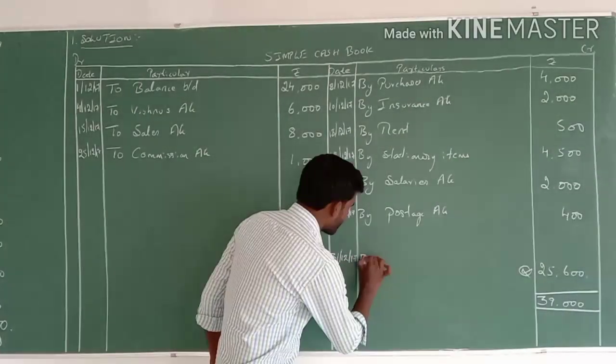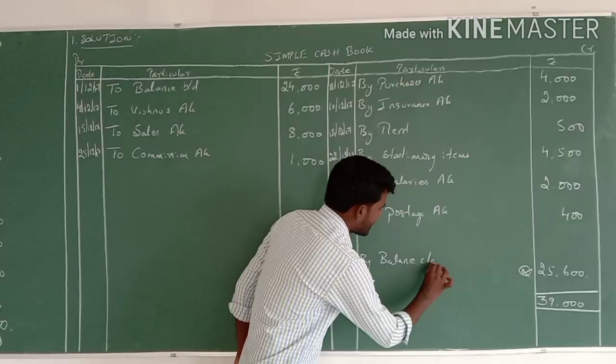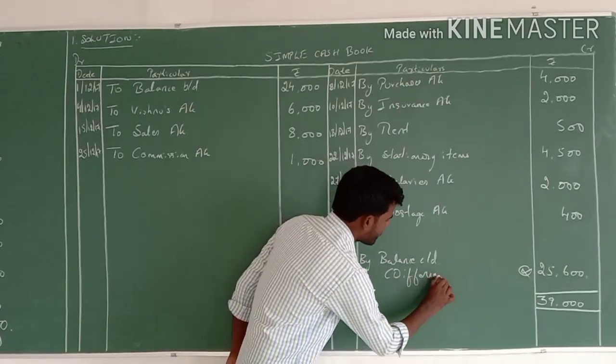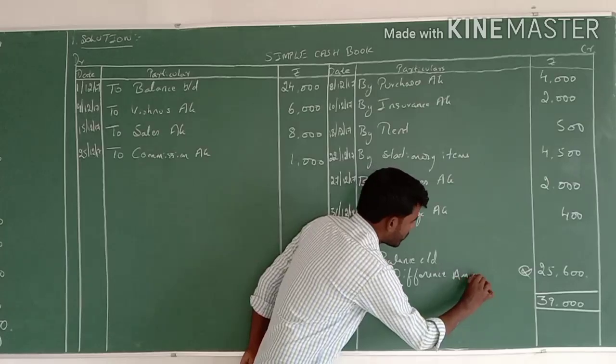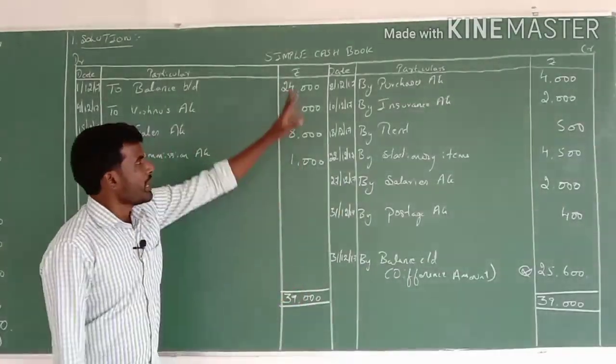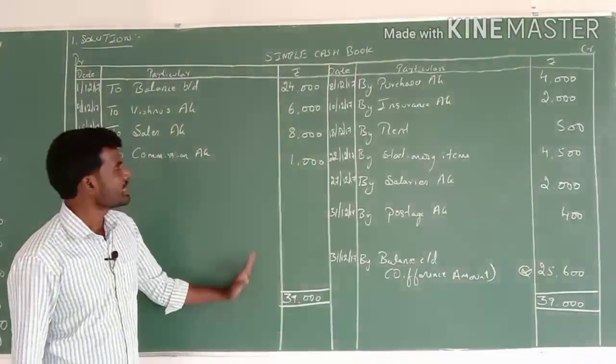So here we write it as what? By balance carried down. Of what amount? The difference amount. How did we get the difference? Remember, make the total on both the sides. Which total is more here? What is the debit side total?